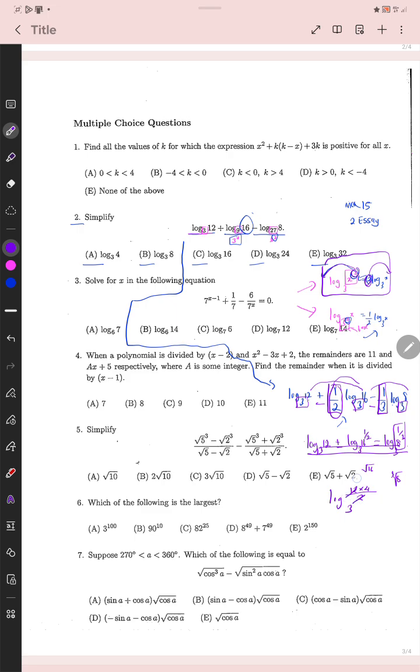So we can cut these things off. 12 divided by 2 is 6, and 6 times 4 is 24. The value comes out to log in the base of 3 of 24. Is there such an answer? There is such an answer. So the answer would be D in particular.